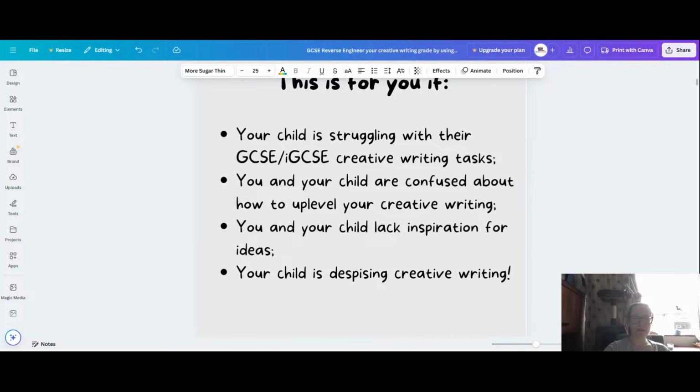This is for you to make sure you're in the right place. If your child is struggling with their GCSE or IGCSE creative writing tasks, you and your child are confused about how to up-level creative writing, your child lacks inspiration for ideas, and your child is despising creative writing. Or maybe you're doing well, but you're not seeing the improvements that you want. So maybe you're stuck on a certain grade. So this is for you if that's the case.